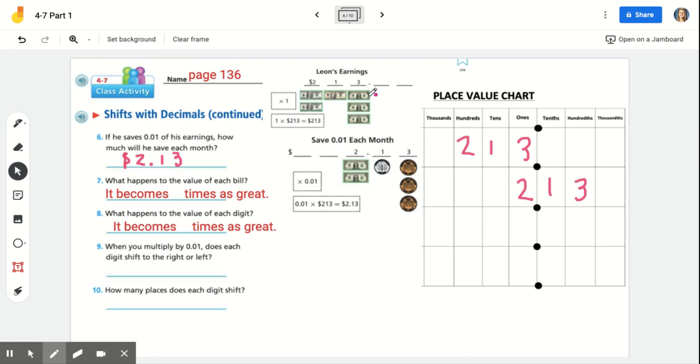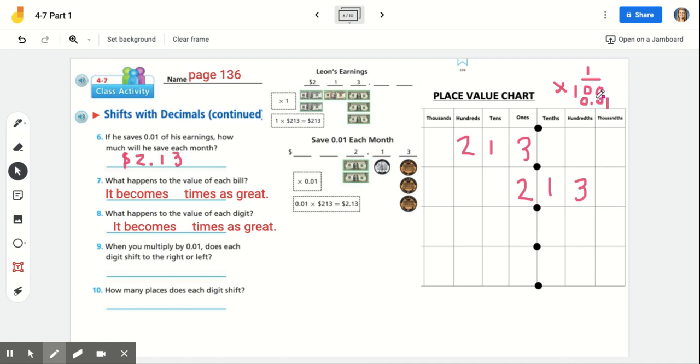Remember when we went from $1 to 1 penny? How many times as great did it become? Well, to exchange a dollar for a penny, we split it up into how many pieces? 100 pieces, and we take one part of that. So it becomes 1/100 times as great, or in decimal form, that's 0.01.